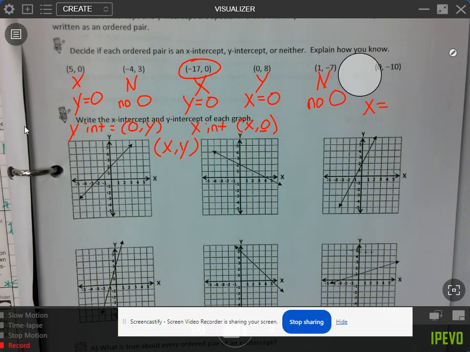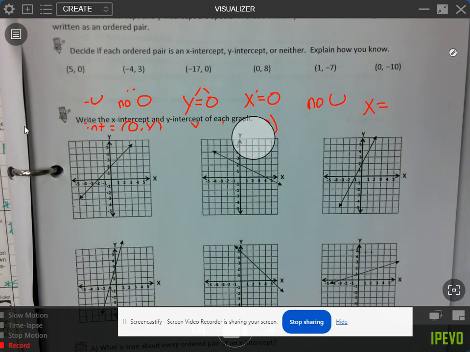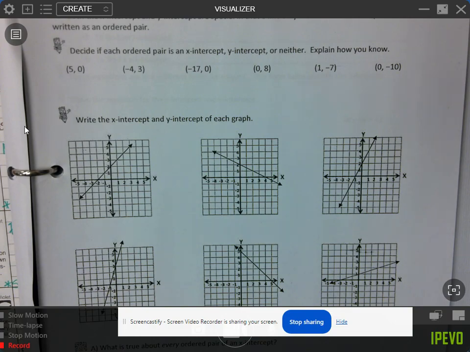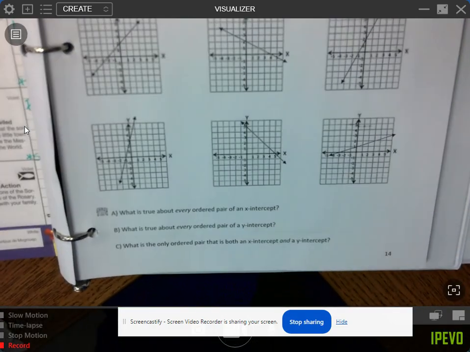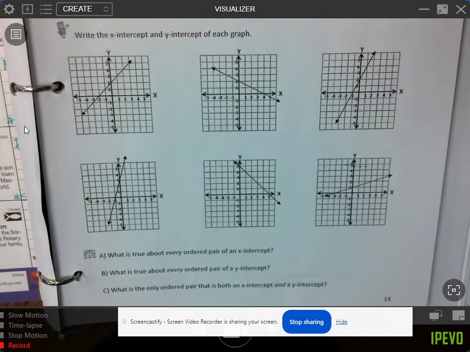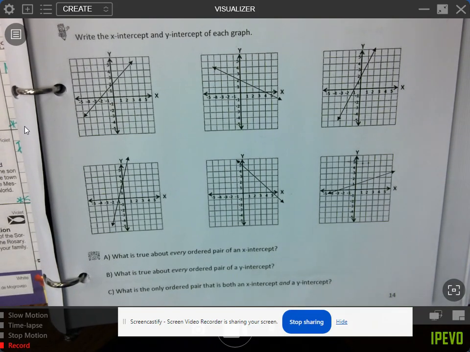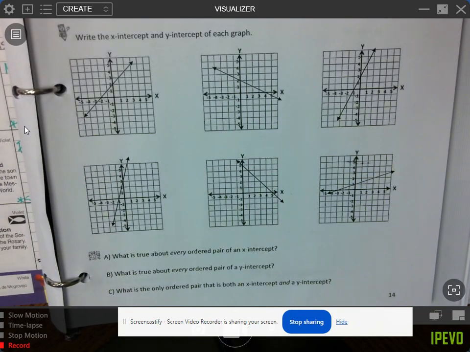So let's look at our graphs. It's easy when we have that ordered pair written down, but now we have to work with actual graphs. And it says write the x-intercept and the y-intercept. Just like with our domains and ranges, we wrote the D and the R.